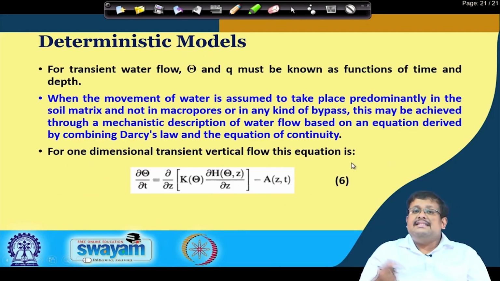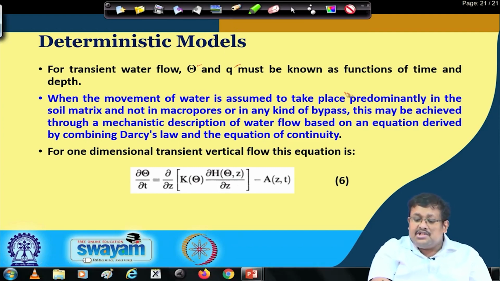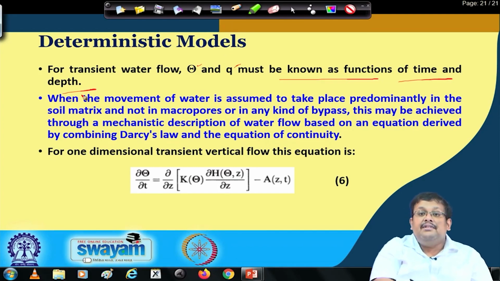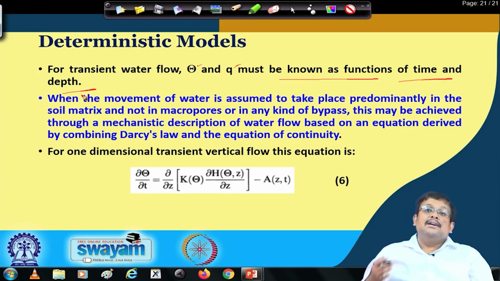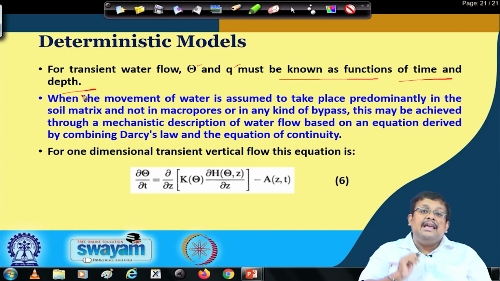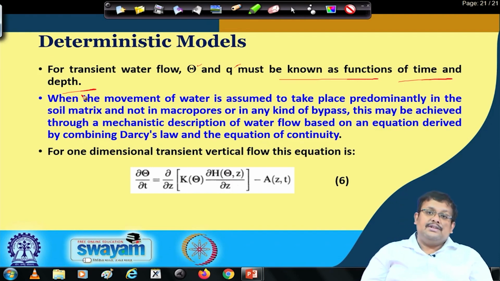Now, the second one, the transient flow. So, in the transient flow, theta and q must be known as functions of time and depth, because they are varying. They are not steady state. In the transient state, theta and q are functions of time and depth. So, when the movement of water is assumed to take place predominantly in the soil matrix and not in macropores or any kind of bypass, this may be achieved through a mechanistic description of water flow based on an equation derived by combining Darcy's law and the equation of continuity.